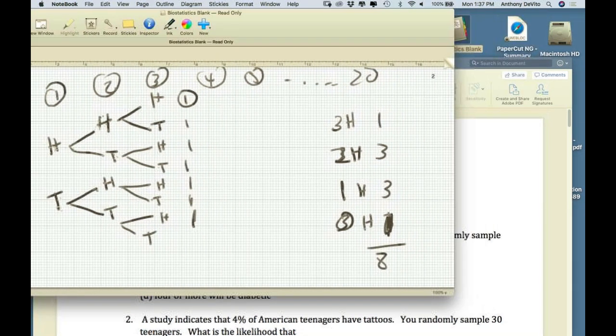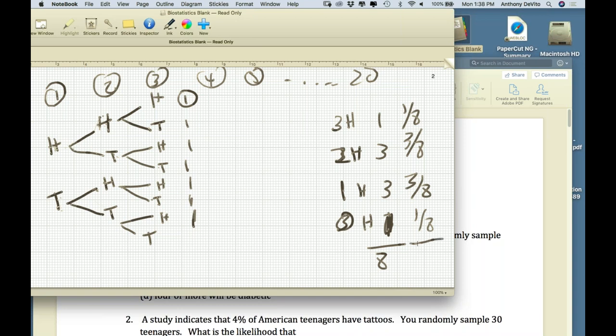Each one of these outcomes is equally likely. So there is a 1/8 chance we'll get three heads in a row, and a 1/8 chance we'll get three tails in a row. And there are 3/8 and 3/8 chances we'll get two heads and one tail or two tails and one head. All of that adds up to the total probability; since these are all exclusive, you're going to have to add them all together.